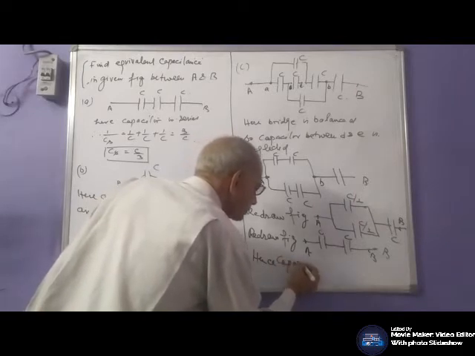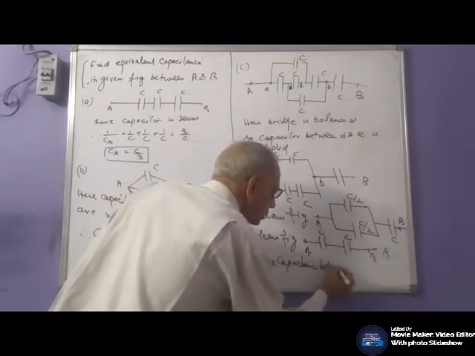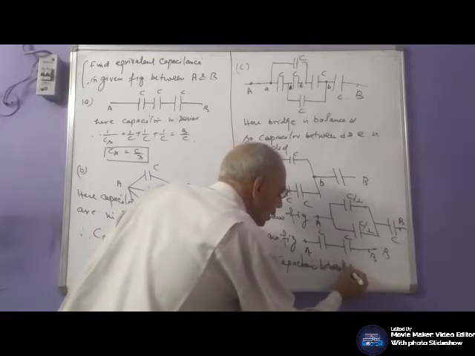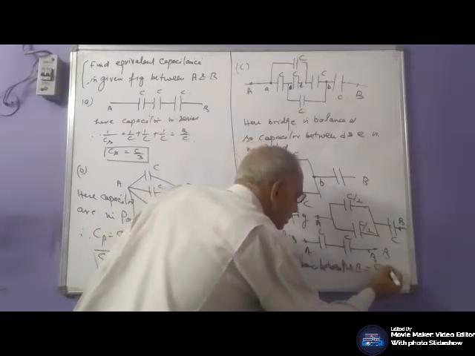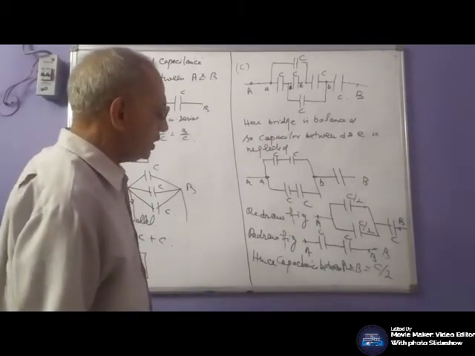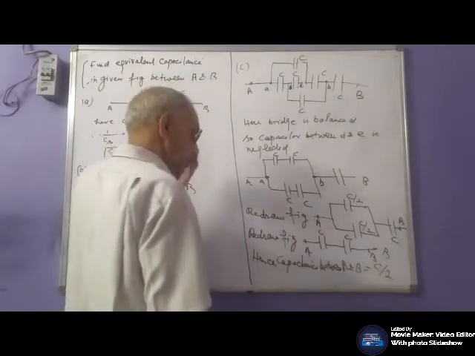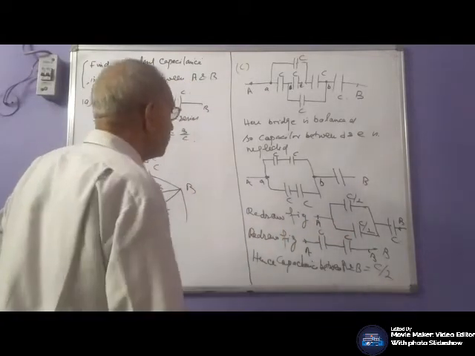Hence, capacitance between A and B. It is C by 2. Now they are in series. So 1 by C is the equivalent capacitance: 1 by C plus 1 by C, it is 2 by C. So C by 2.